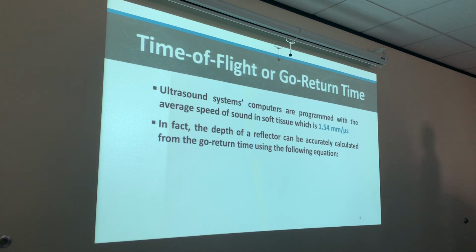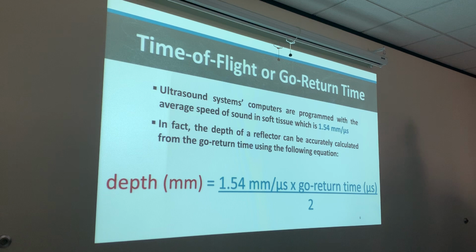All right, so the depth of a reflector can be accurately calculated from the go and return time using the following equation, guys. Our depth is determined by the speed of sound, 1.54 millimeters per microsecond, multiplied by the go and return time, divided by 2. However long it takes the sound to get there and come back, times the speed of sound, divided by 2, because that accounts for our transmission and our reception. That's why it's divided by 2.